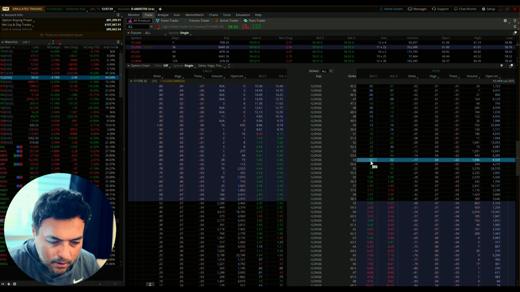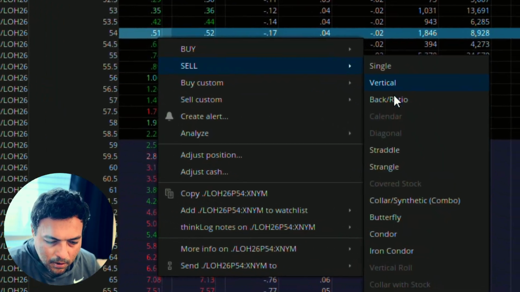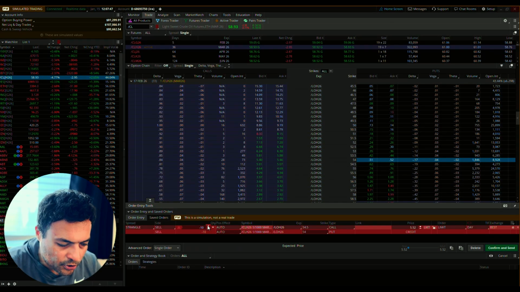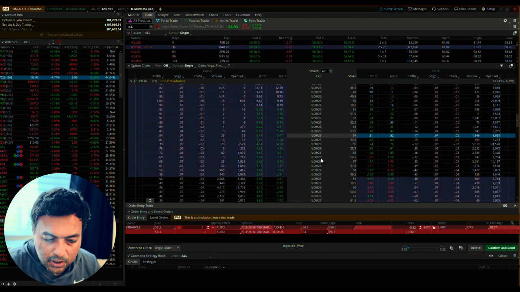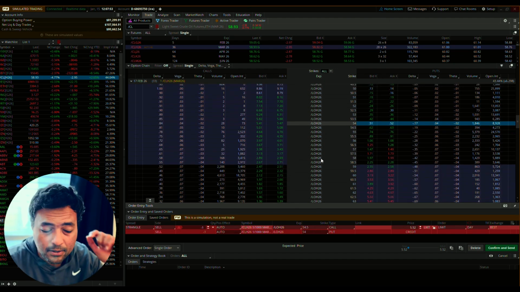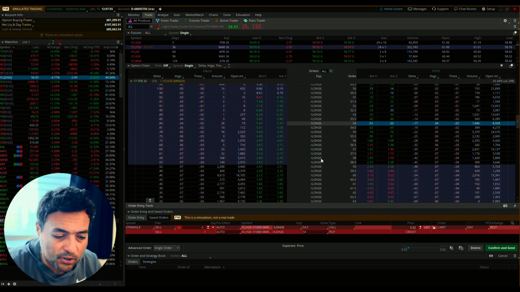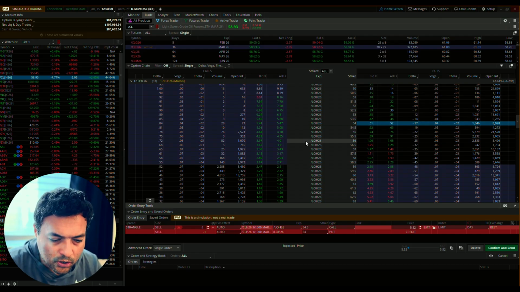I should be selling. Okay, sell a strangle. Now, selling a strangle, you will see the margin is high, which is fine. It's a naked trade on both sides. So calls and puts, you don't have any protection anywhere. 54 is our short strike on the put side.